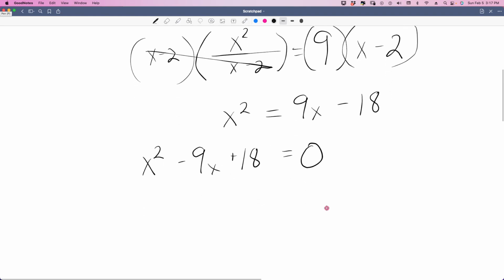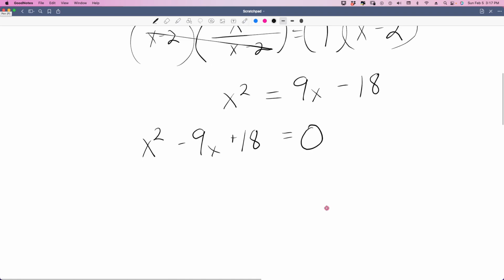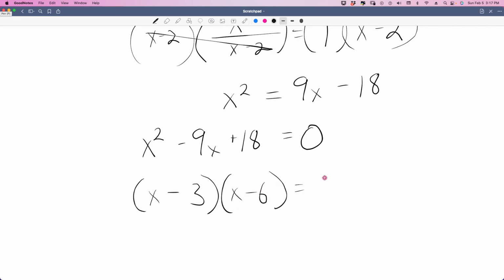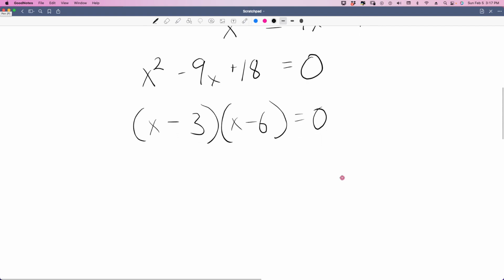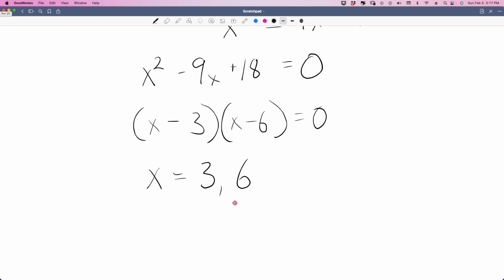So now we factor this, and when we factor this, we come up with the factors of negative 3 and negative 6 to get a positive 18. That would equal a negative 9. So x minus 3 times x minus 6 equals 0, which gives us two possible roots of x is equal to positive 3 or positive 6.